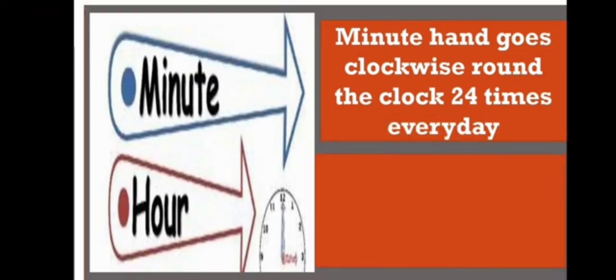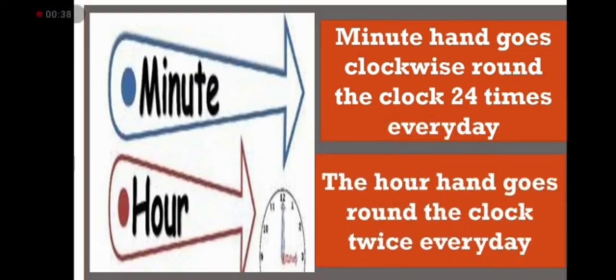But the hour hand moves round the clock twice every day. One time to complete the first half of the day, and after that one round to complete the second half of the day, because there are 24 hours in a day, and these 24 hours are divided into two parts, the two halves of the day.